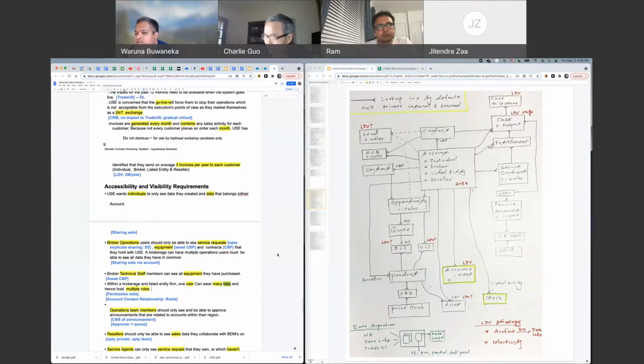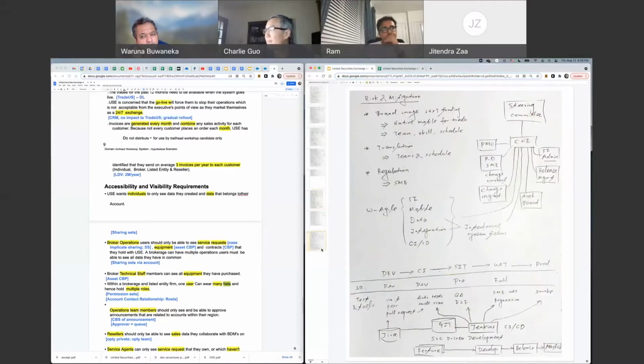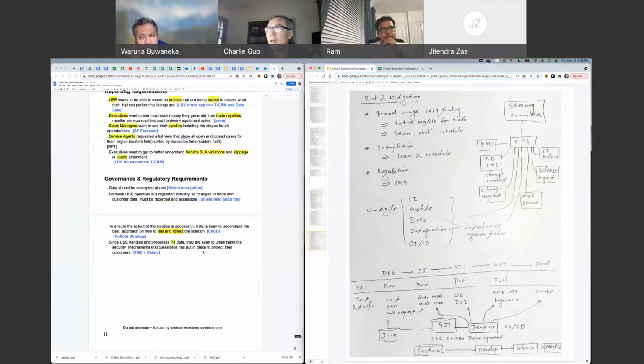Okay, so under governance, second bullet point, it says because of the regulatory industry, all changes to trade have to be recorded and accessible. And you said you're using field history. So how are you doing that for trade data changes if not in Salesforce? Okay, so I assume the other system is already obeying this rule, and the trade data from Trade US will be sent to the data lake also. So where would the data be, in the data lake or in Trade US? Data lake.